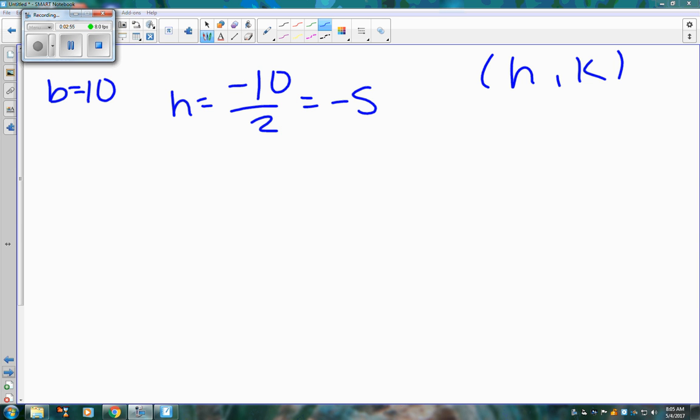Okay. So to find k, you plug in negative 5 for x. What do you get? Hannah, why don't you come up here, please? What do you get when you plug in negative 5 for x? Negative 34. So what do you get for number 2? What's my vertex? D.